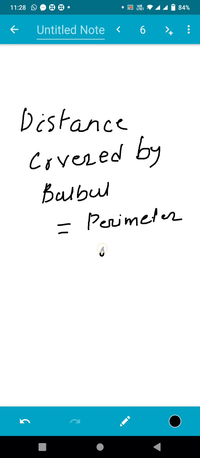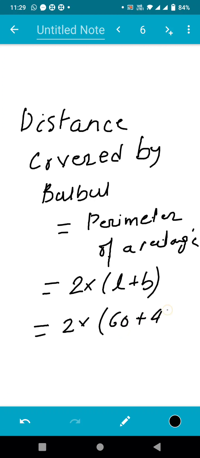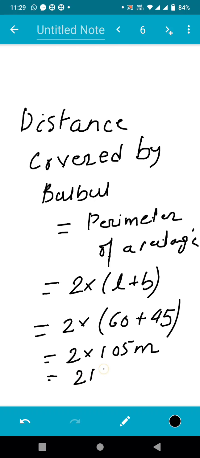And what is the formula of perimeter of a rectangle? That is 2 into length plus breadth, isn't it? So now 2 into what will we write? 60 plus 45, and that would be equal to 2 into 105 meter. If you multiply it, you will see the answer will come as 210 meter.